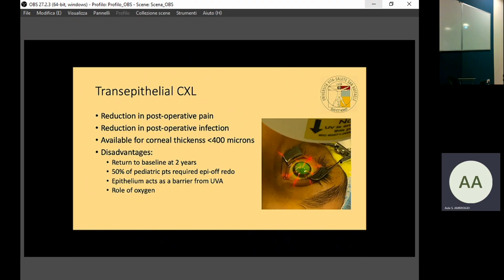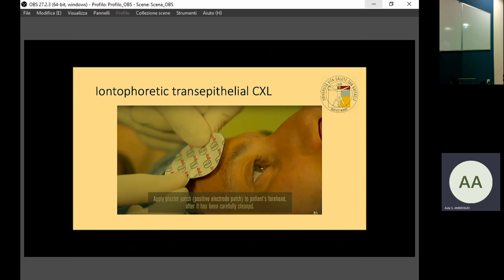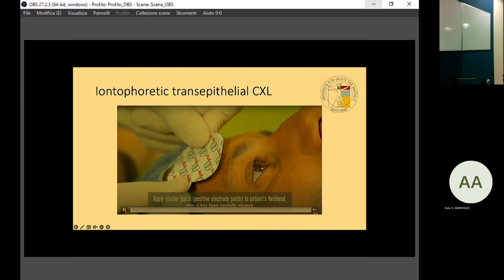So a really interesting solution to this is the iontophoretic transepithelial cross-linking. Again, this is a difficult term to simply describe the fact that we have the delivery of a small electrical current in order to perform the cross-linking of the fibers. Instead of removing the epithelium, we provide some degree of electrical current in order to block the evolution. I'll show you the video.